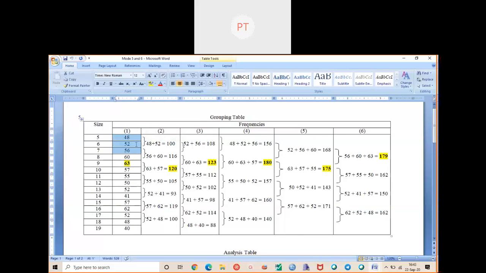And in the sixth column we will find the sum total of third, fourth, and fifth. So this should be noted down. Okay, you have to learn this.